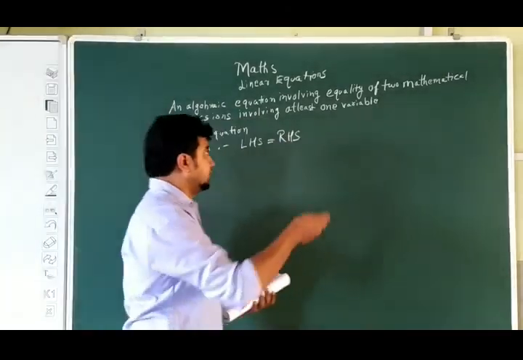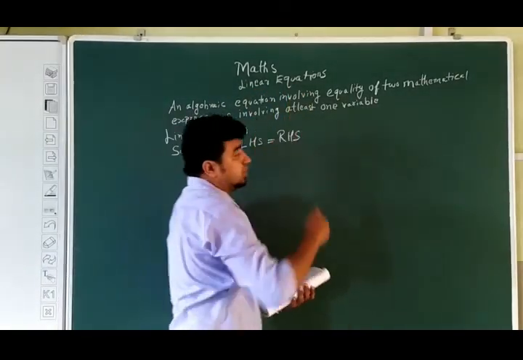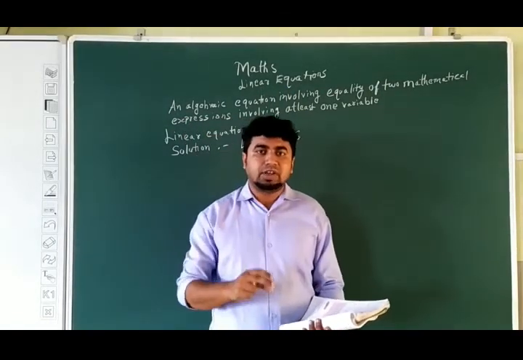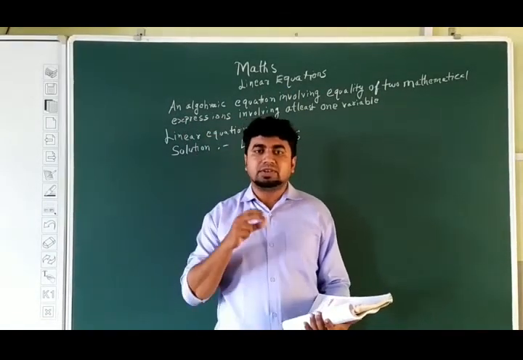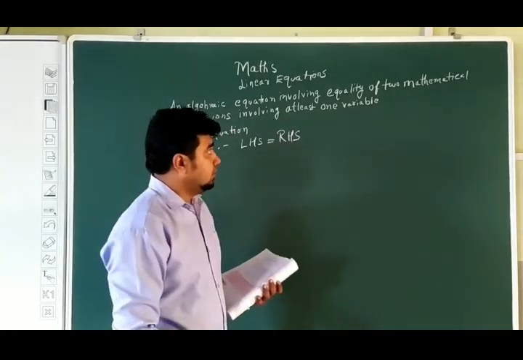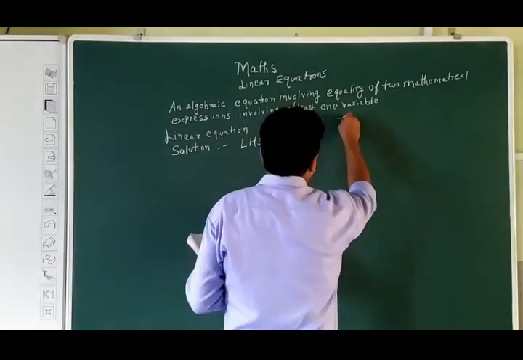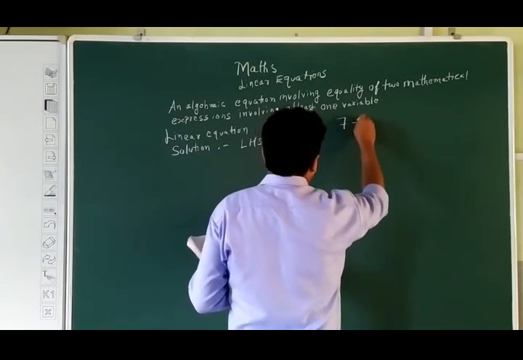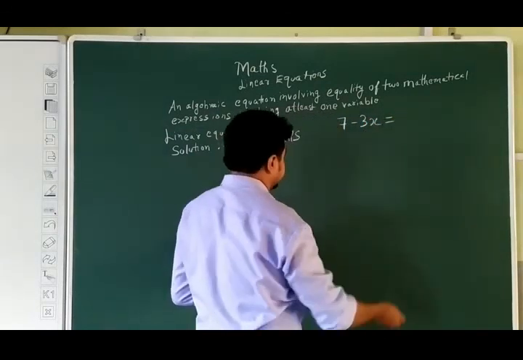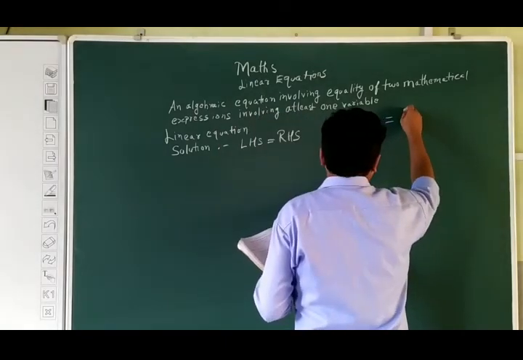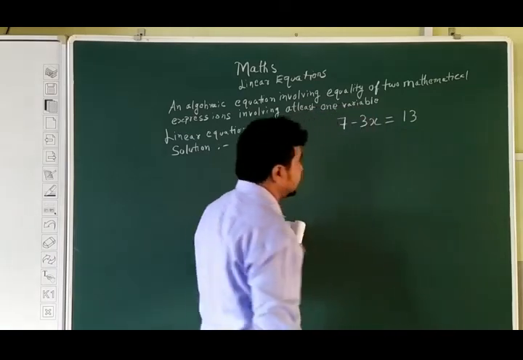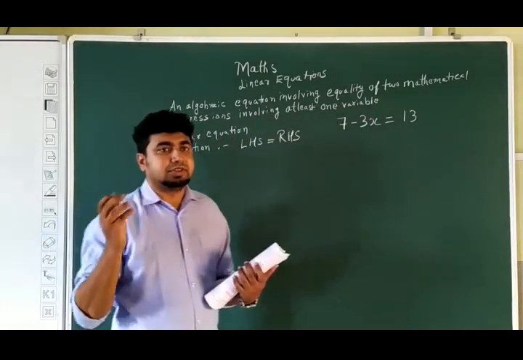Here two words are there. One is linear, another is equation. Linear means the power of x or the variable will be 1. If I am saying one example, 7 minus 3x is equal to 13.